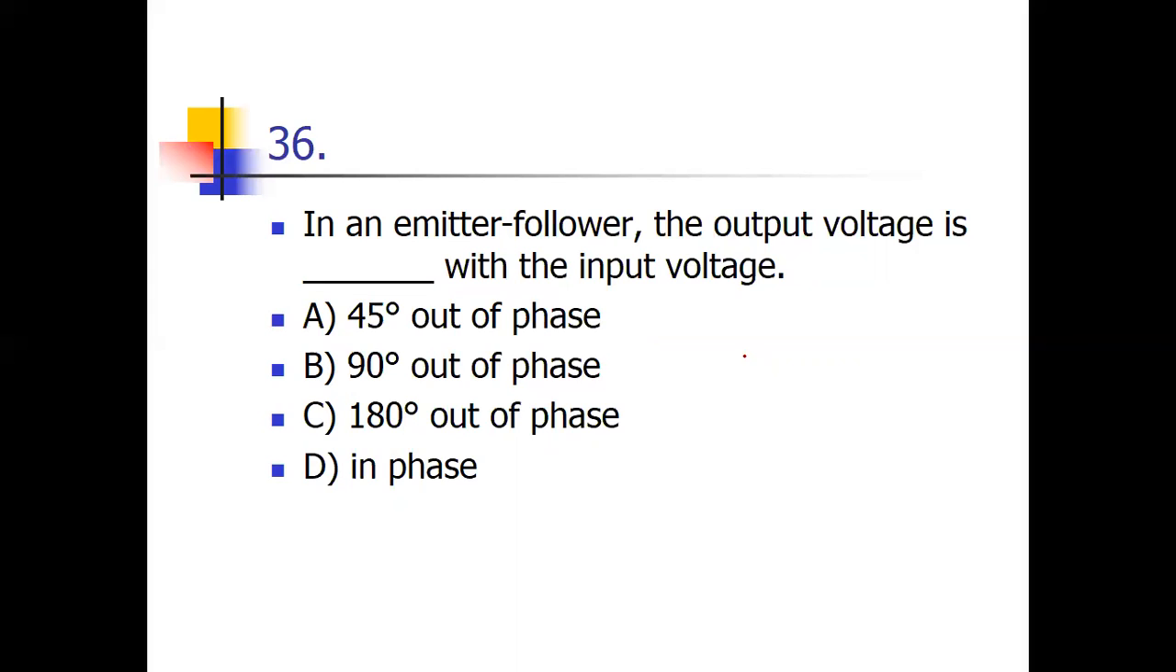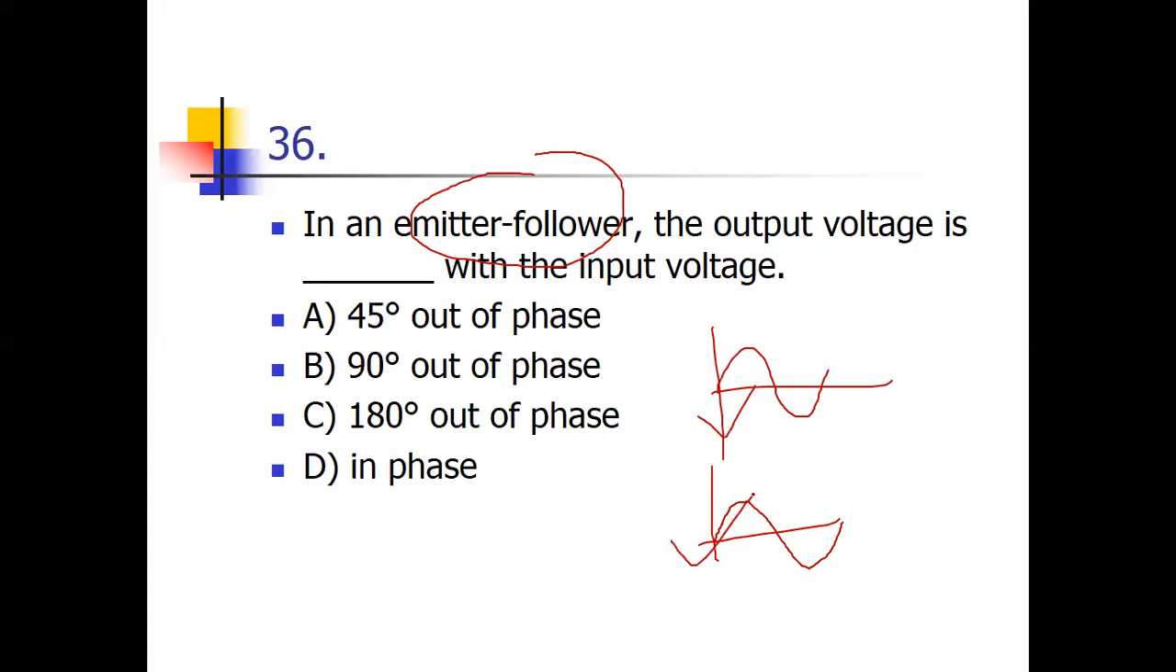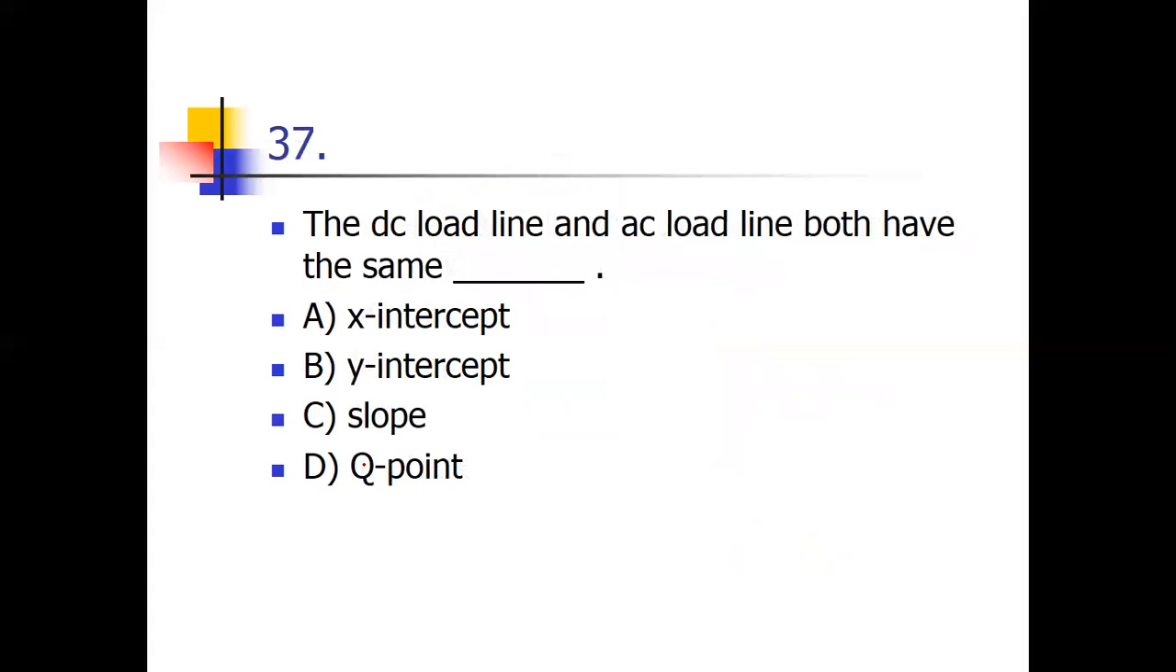I have explained that common emitter behaves like an inverting amplifier, but emitter follower is not like that. Emitter follower output exactly follows the input. Practically slightly less, but ideally both behave the same. Emitter follower means the output follows the input terminal. So in this case, the output should be in phase with the input, not out of phase. The DC load line and AC load line both have the same Q point.